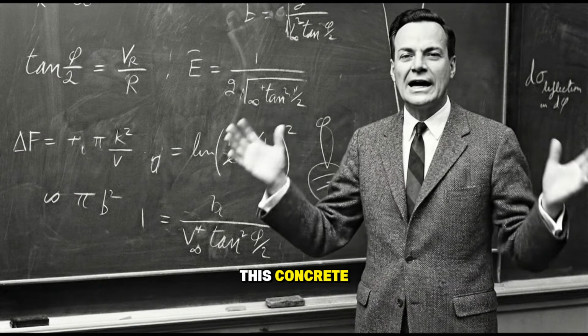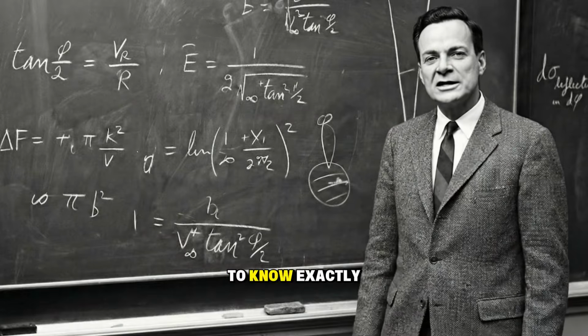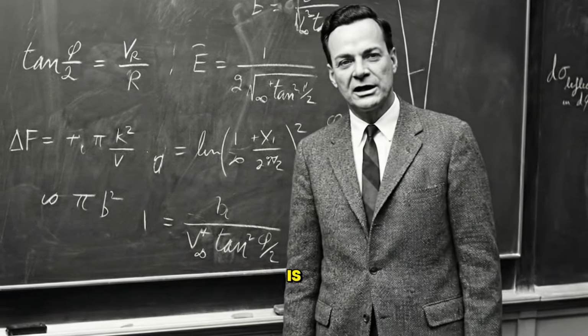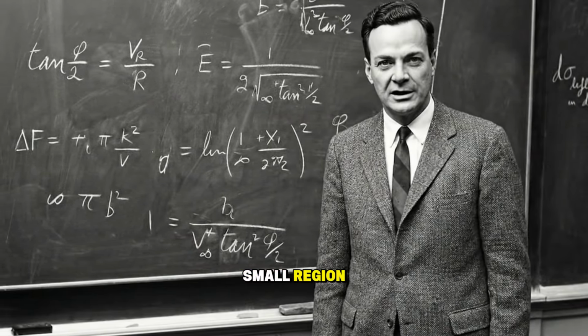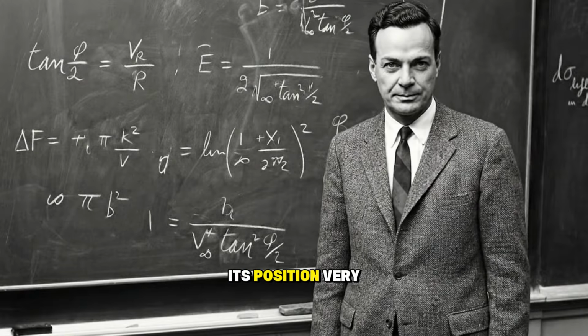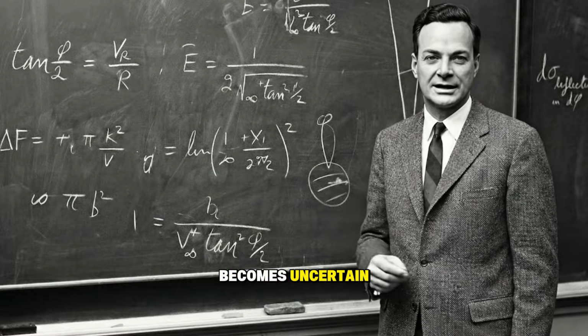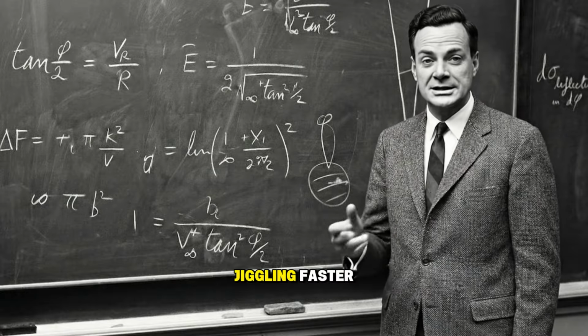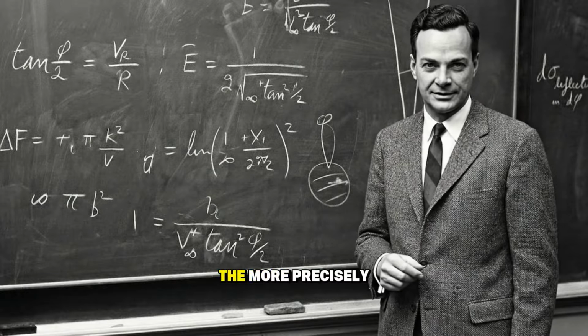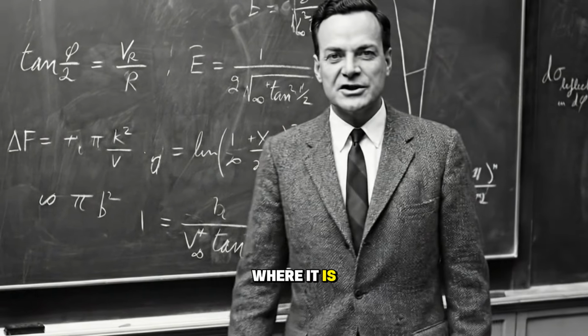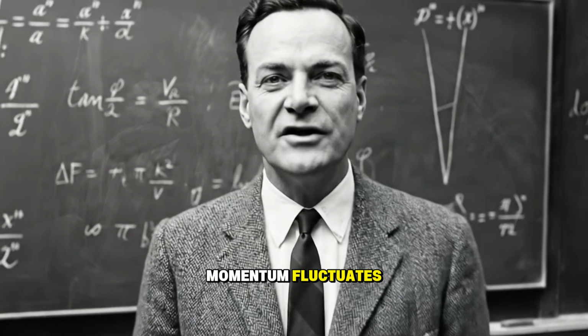Let me make this concrete. Suppose you want to know exactly where an electron is. You confine it to a very small region. Now you know its position very well, but here's the cost. The momentum becomes uncertain. The electron starts jiggling faster. It has to. The more precisely you pin down where it is, the more wildly its momentum fluctuates.